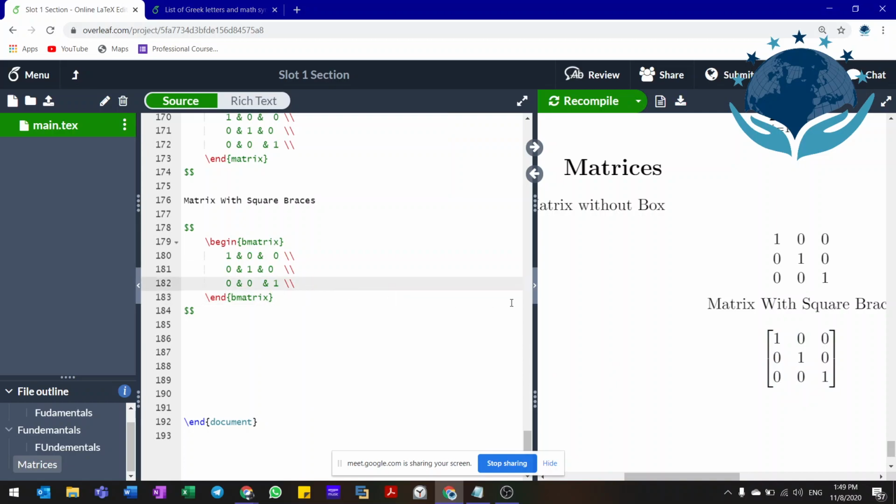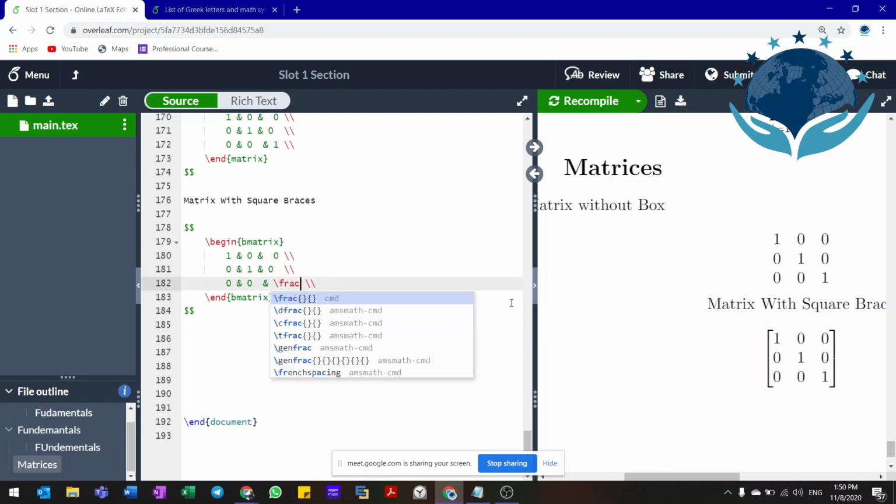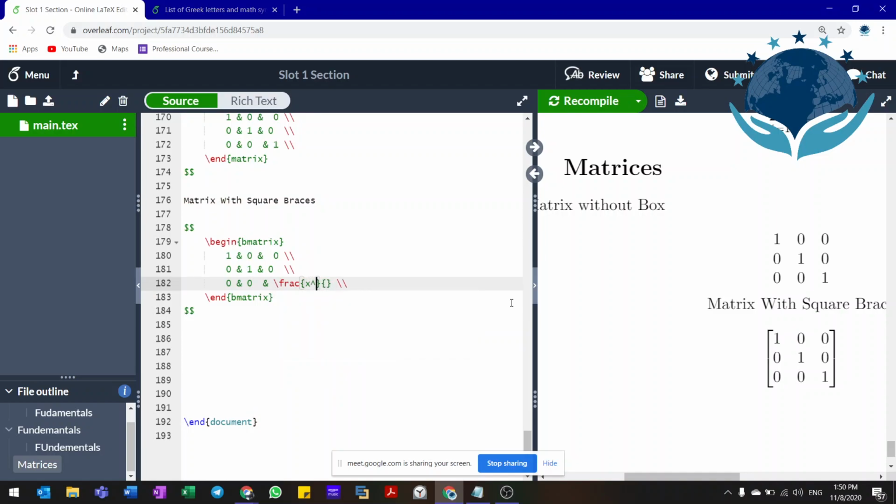And one more thing. A question can arise here: can we insert any fraction, subscript or superscript in each element? Obviously, you can. Using a fraction, let's say I am trying to insert x square plus y square divided by z square.